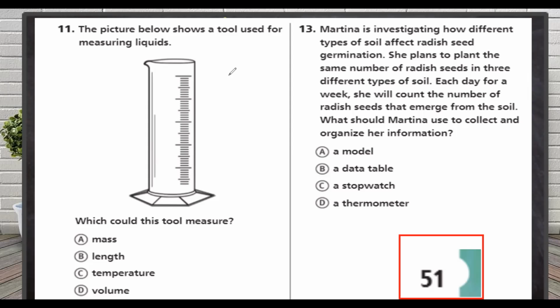The picture below shows a tool used for measuring liquids. So I am going to put liquid over here and measure the liquid. Now, which could this tool measure? Does it measure the mass, the length, temperature, or the volume? Let me help you. I am going to measure the space that the liquid will take up inside this tool. The space. I am going to use milliliter. Now I am measuring mass, length, temperature, or volume.